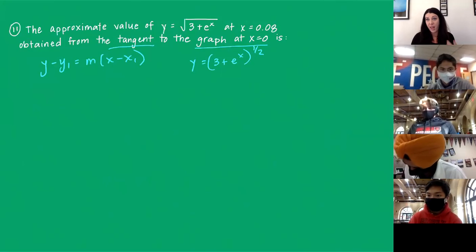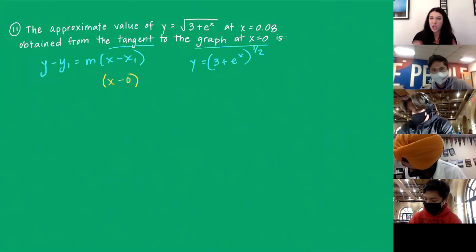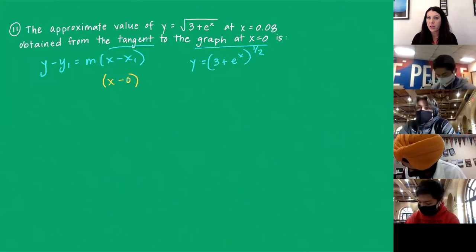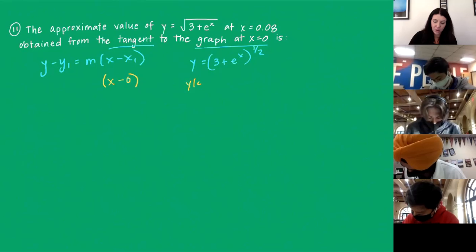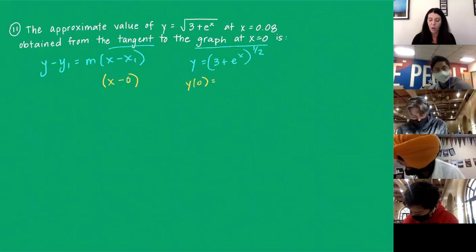Okay, so I need 3 things for that. I have one already. I have x1, so I can plug that in. We're going to get x minus 0. You don't really need to write the minus 0. I just want to clarify that that's how we're getting this. And it'll be good to have in your notes to see where all these values came from. Okay, we also need y of 0, right? That's going to go in for our y1.